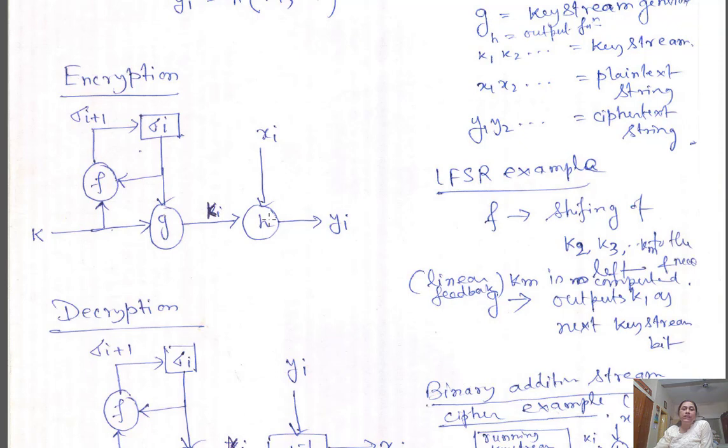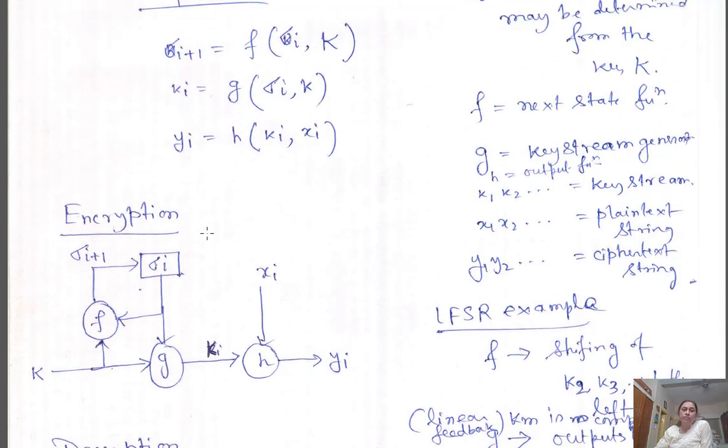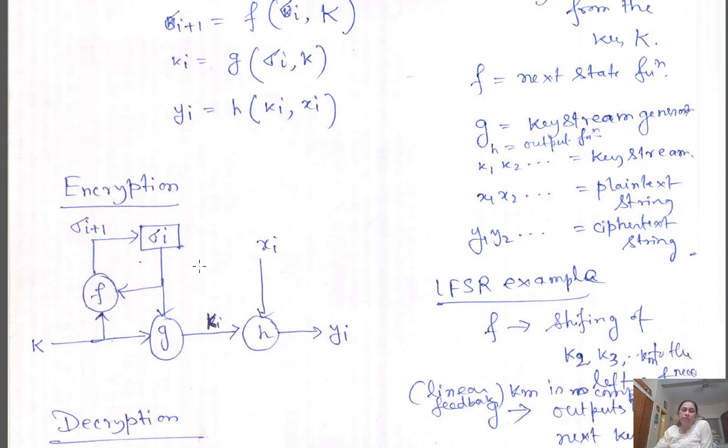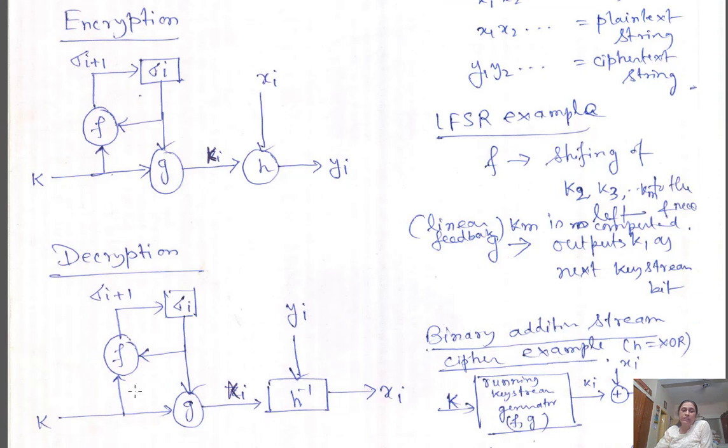Okay, decryption is easy. For decryption you have the key, so this part will be the same. You generate the key stream in this way. Decryption is: you generate the key stream from the key and the current state, and also update the next state. So F takes the current state as well as the key and updates the current state. And for decryption you have to apply the inverse of the output function, H inverse. H inverse takes yi and ki and produces xi.